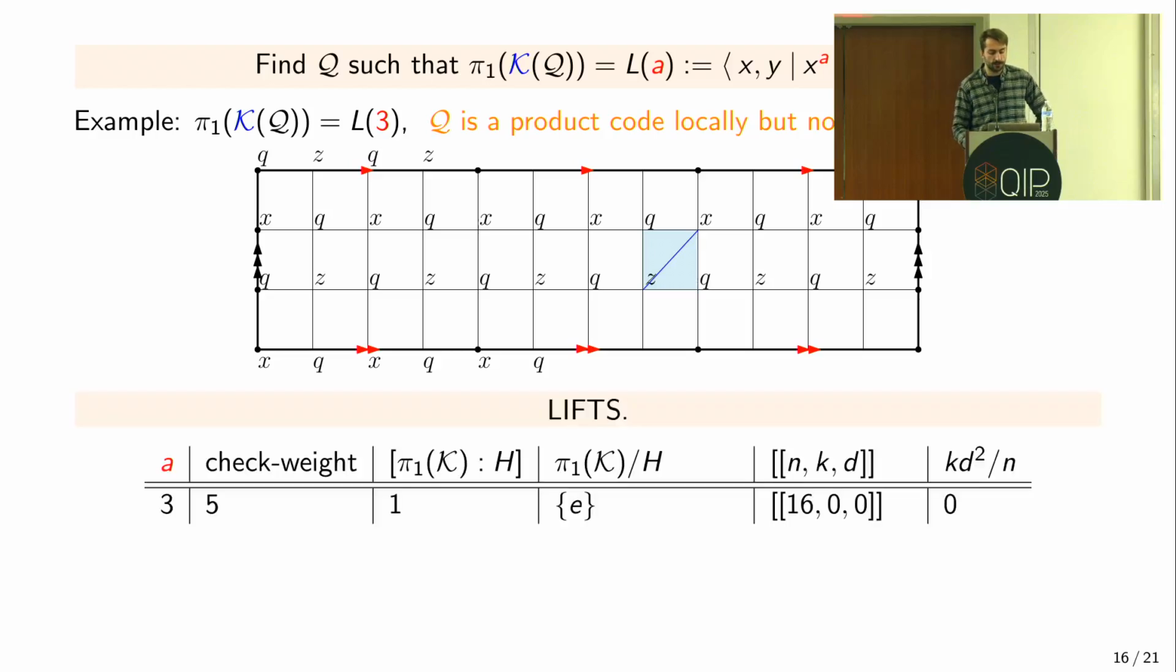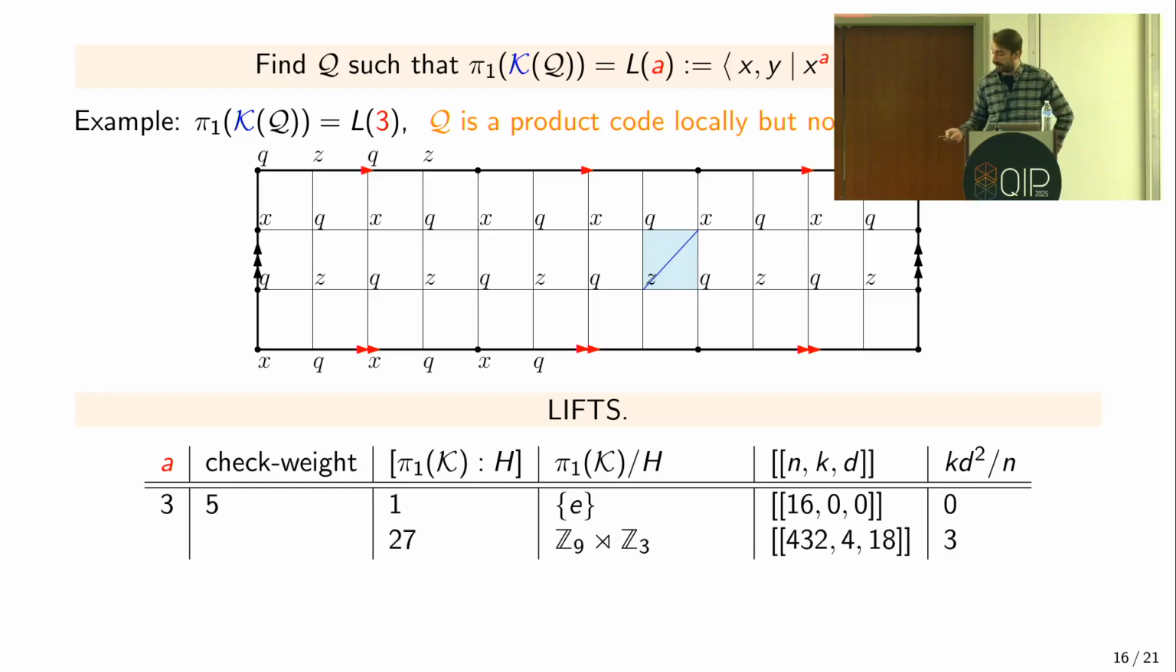Okay, so we have our code. So let's try to generate some lifts. Here we start with the integer A, so here A is 3, and we get this code which has 16 physical qubits, but it has no logical qubits. And if we do a degree 27 lift, then we obtain a code with a positive dimension and a non-trivial distance. And this code also comes with an automorphism group, Z9 semidirect product with D3.